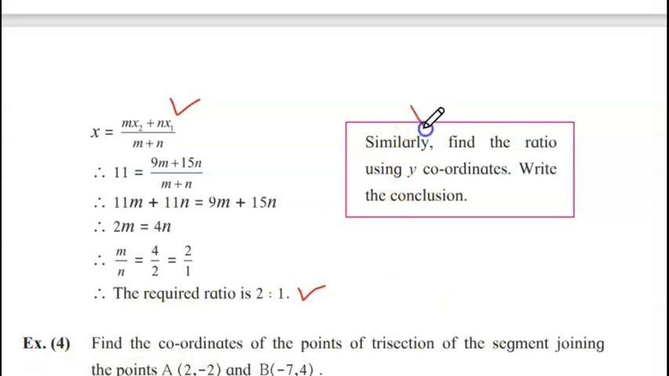You can verify this by using the y coordinates also. You can consider the y coordinate and verify it. You will get the same ratio, that is 2 as to 1.